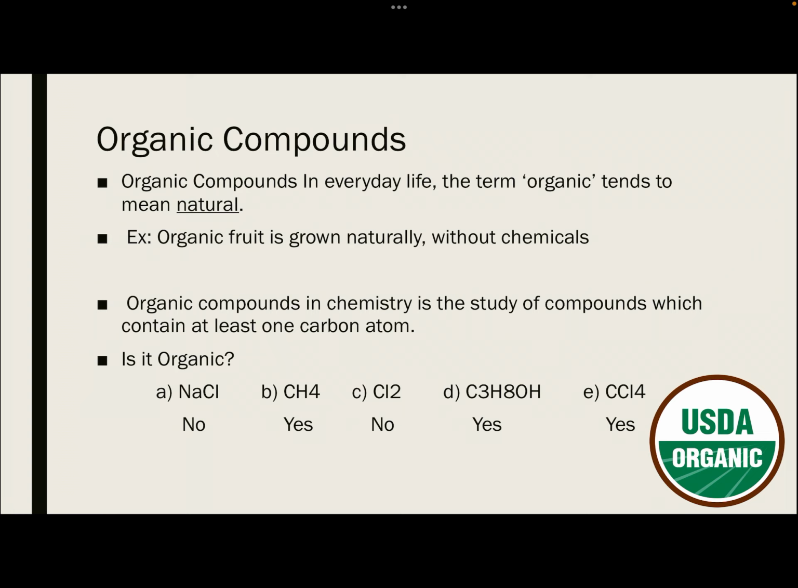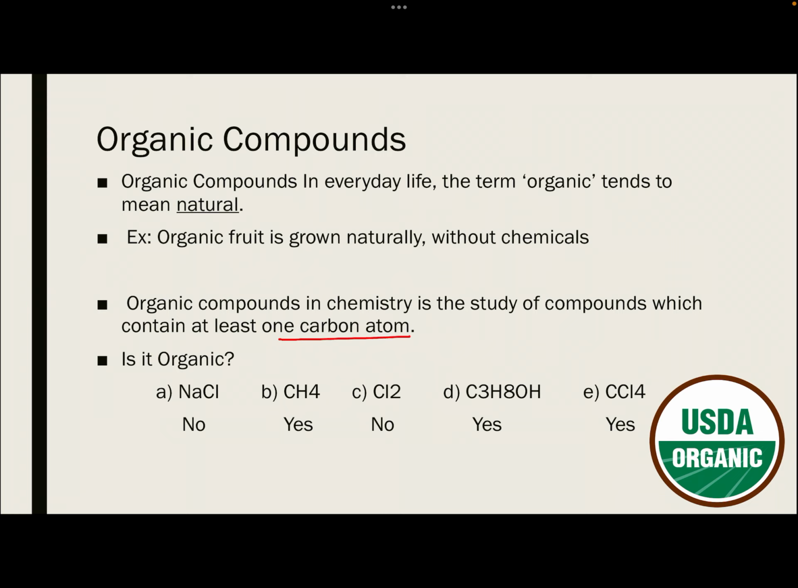Normally, we think of the term organic as meaning natural, such as organic fruit being grown naturally without chemicals, but that's actually not the case, because organic fruit does have chemicals within it. It's just depending on the amount. But organic compounds in chemistry is known as the study of compounds which contain at least one carbon atom.